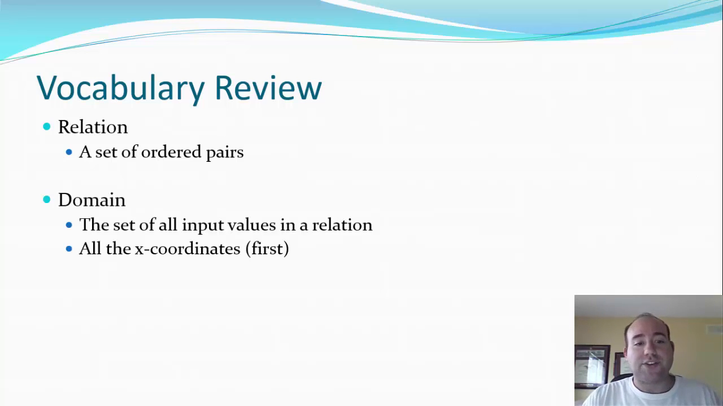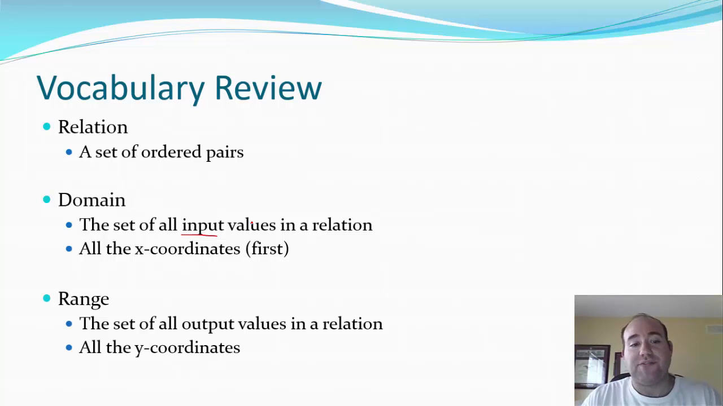When we're talking about the x coordinates, that's the domain. So all of the x coordinates or all of the input values in a relationship or relation are known as the domain. The output values, the y coordinates that come out of the relation, are called your range.